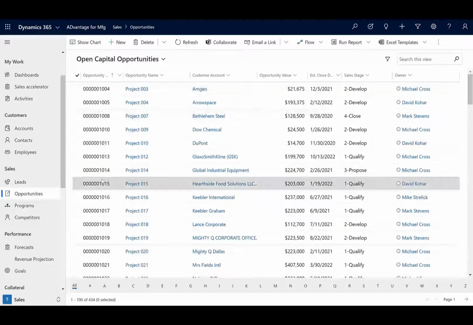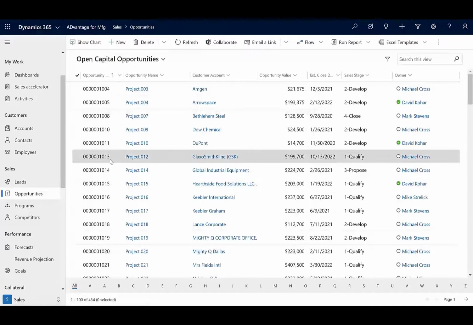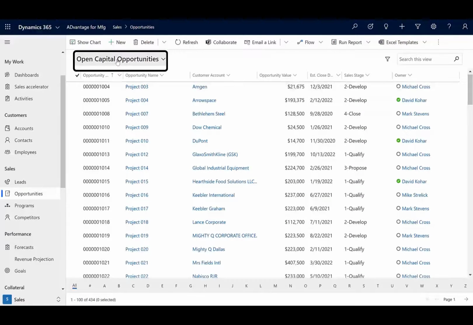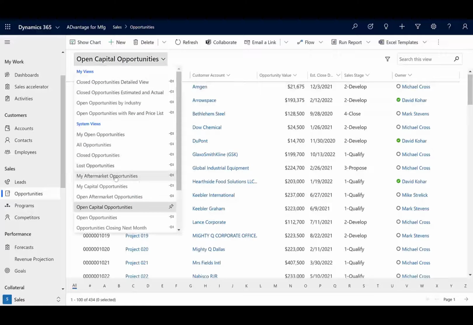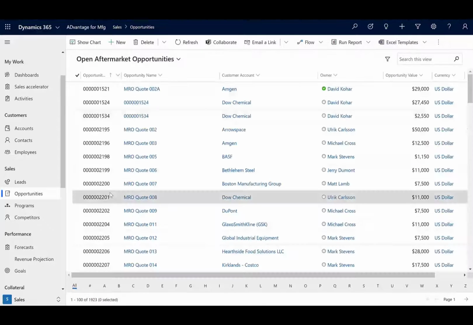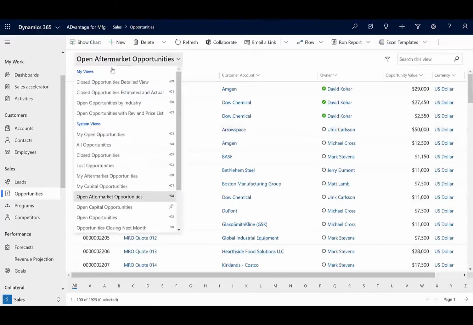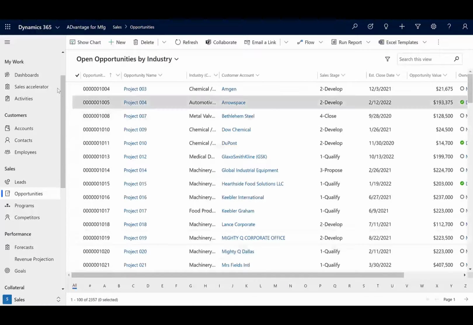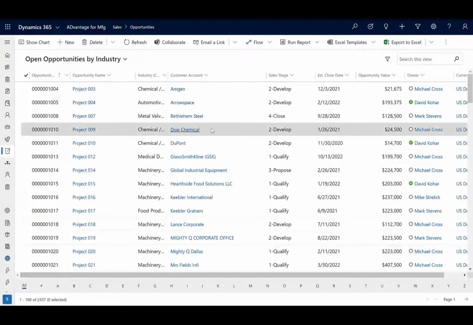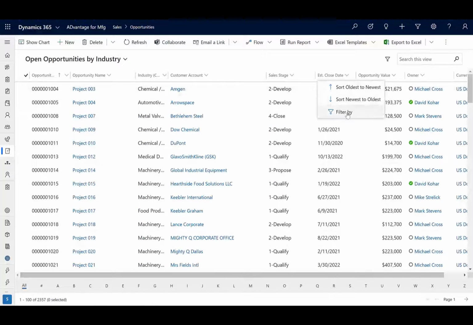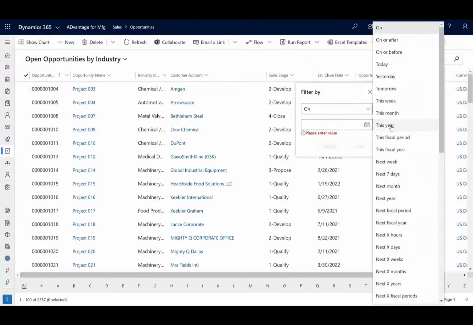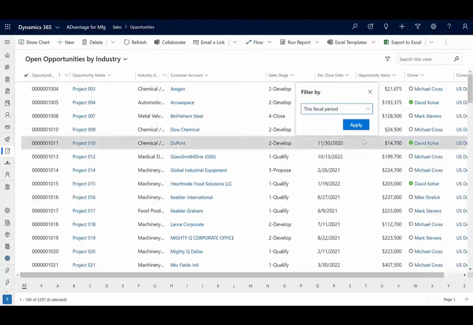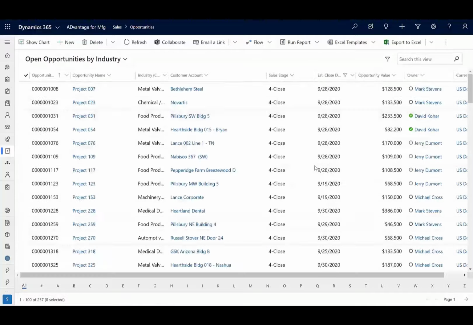So I can go and look at our pipeline and bring the entire team onto a call now. I can look at our pipeline by all of our open capital opportunities, or I can just look at our aftermarket business, something I wanted to drill in with the team a little bit more. In this case, I'm actually going to pull up all of our open opportunities. And what I'm going to do is filter this just by the estimated close date being essentially this quarter. So I'm going to pick this fiscal period, which is in the next couple of weeks. So we still have a lot of pipeline here to go after.